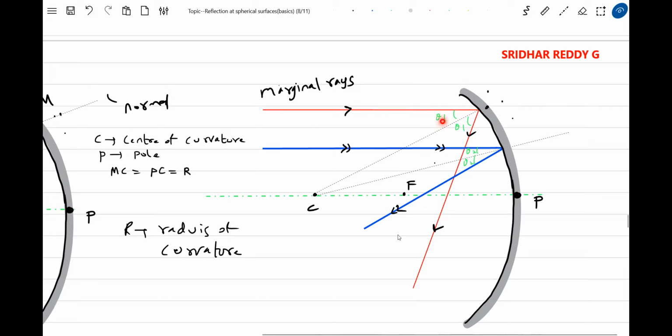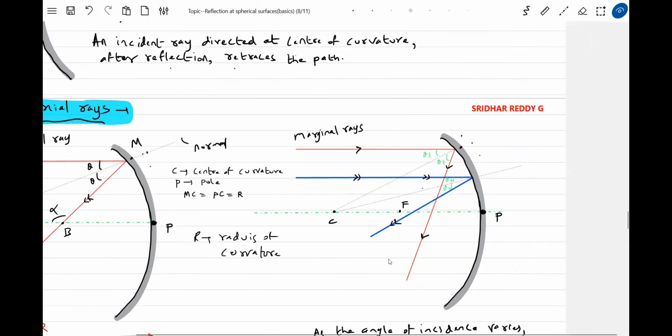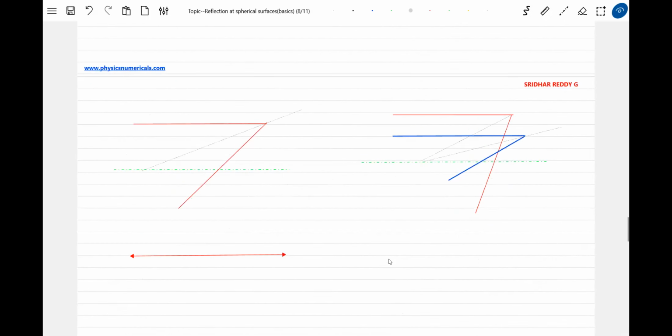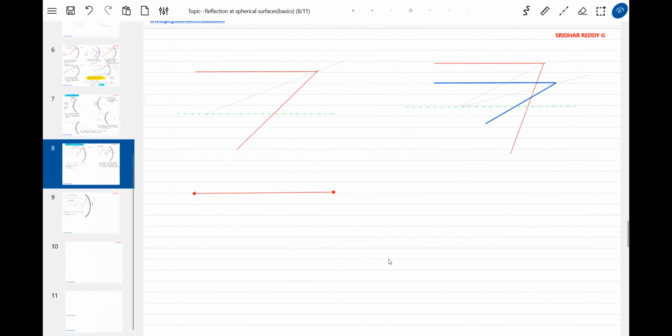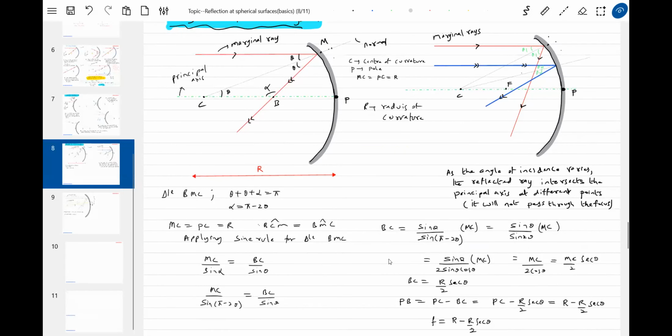Now why do these two rays intersect at different points? That is the primary question. Why does the blue ray intersect the principal axis here, and why does the red ray intersect the principal axis at this point? What is the reason for that? The reason is this particular formula. What does this formula say? It depends upon the angle of incidence. This F I'm going to measure from the pole.